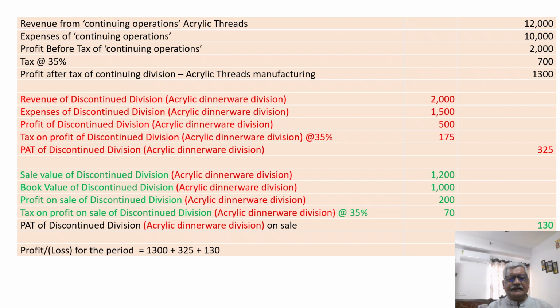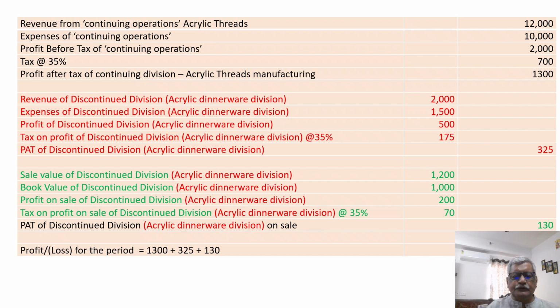Now coming to the discontinued division, which operated for the period from April 2024 to October 2024. The revenue was 2,000, expenses were 1,500, profit from the discontinued activity is 500, tax on profit of the discontinued division at 35% is 175. So PAT, profit after tax of the discontinued division, that is the acrylic dinnerware division, is 325.